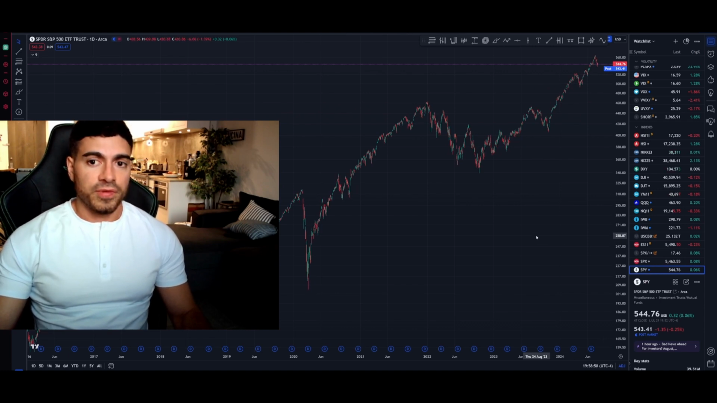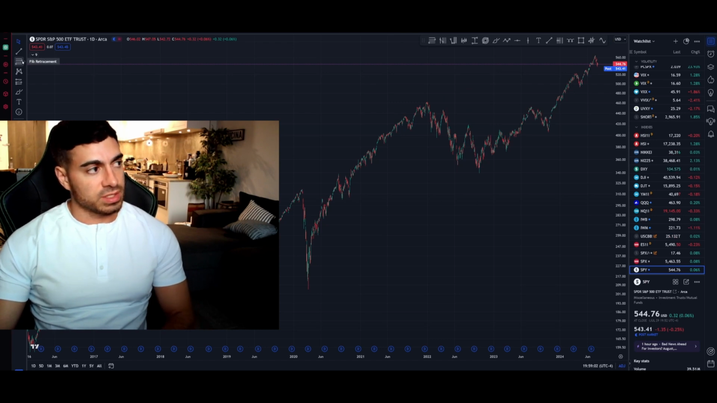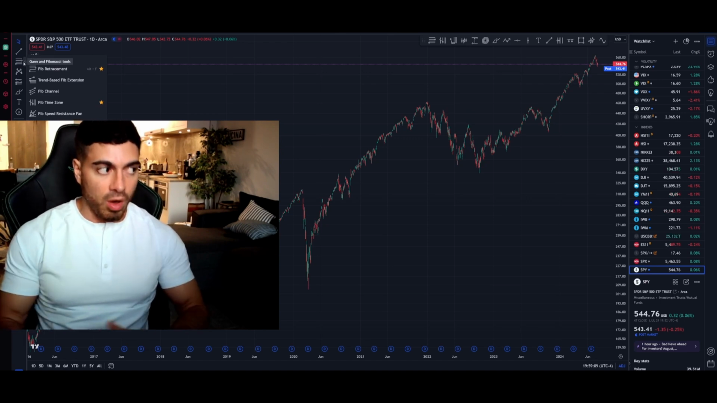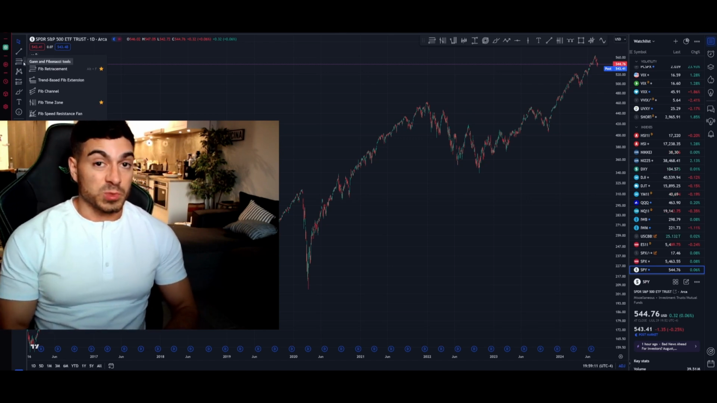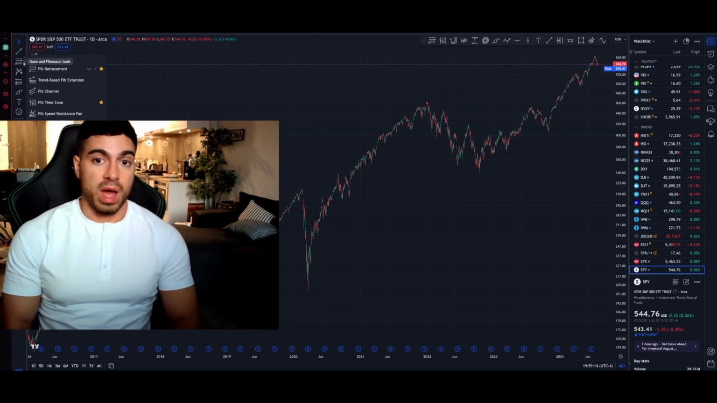But your Fibonacci extensions, your retracements, this is the tool I use, the Fib retracement tool. There's a bunch in here though, and they're all different. They all have their own uses. Most people don't use them at all. They don't even know how to use them.